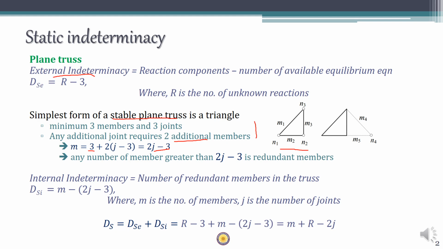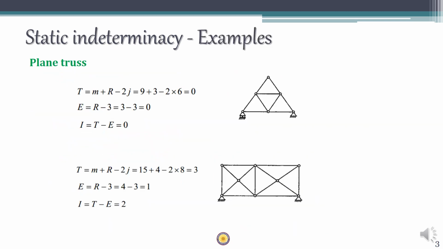Now adding up both dse and dsi, you can find the value of total static indeterminacy of a plane truss, equal to r minus 3 plus m minus (2j minus 3), which is equal to m plus r minus 2j. So ds, the total indeterminacy of a plane truss, is equal to m plus r minus 2j. Let's see some examples on plane truss.